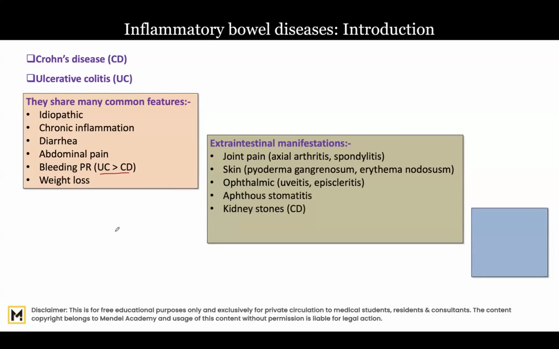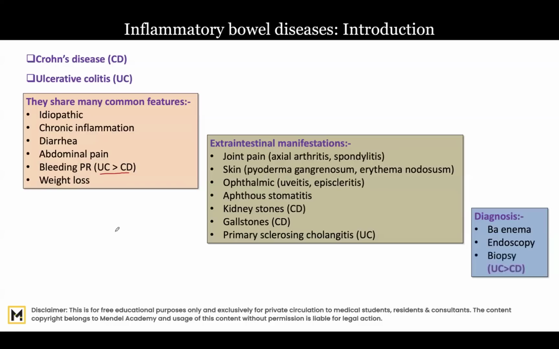Kidney stones are very common, more with Crohn's disease than with ulcerative colitis. Gallstones, again, part of the Crohn's disease story. And then we just saw primary sclerosing cholangitis, which is more common in ulcerative colitis. Now, how do you diagnose inflammatory bowel disease? You do a barium enema, you do endoscopy, which has become the mainstay so far as the clinicians are concerned. And once you have the endoscopic biopsy, you have to diagnose it on histology.